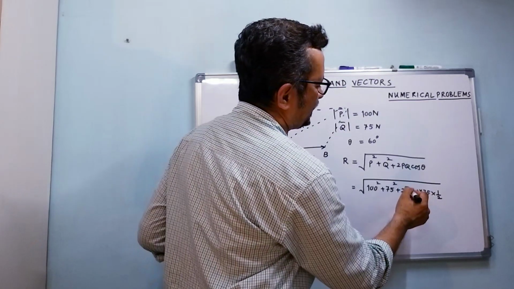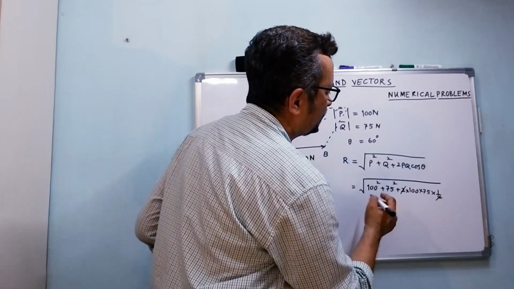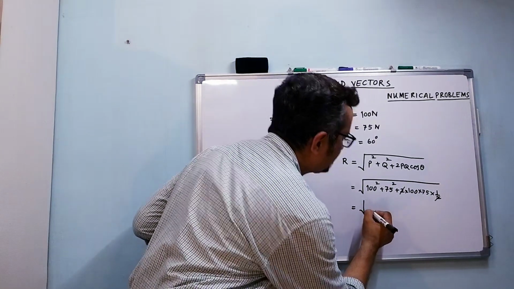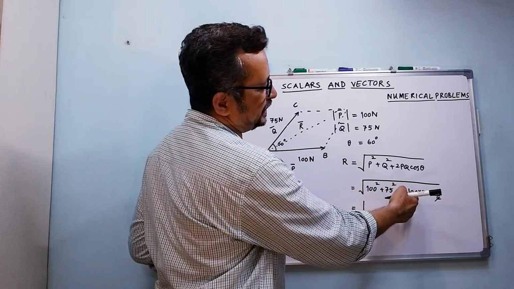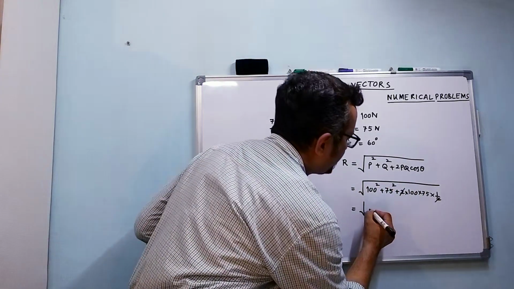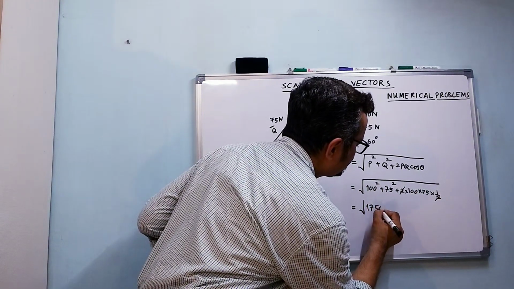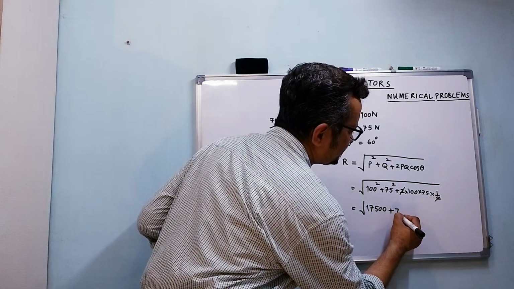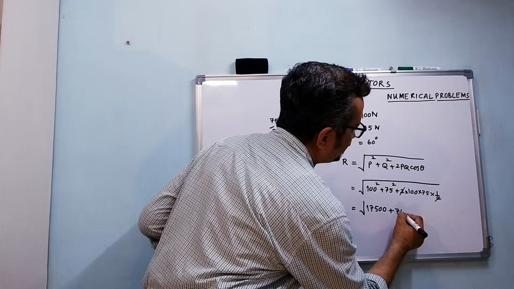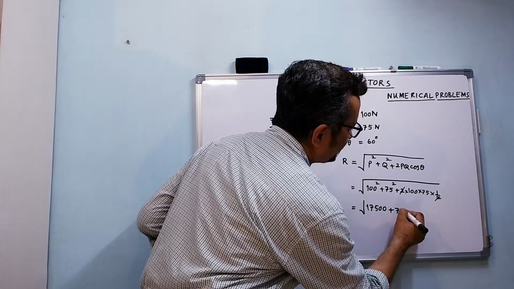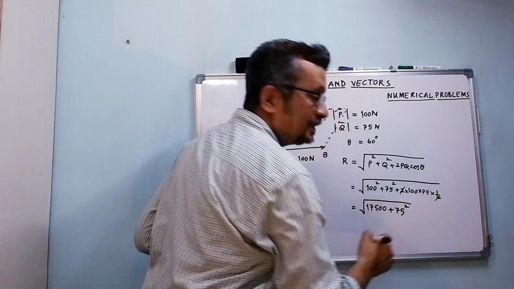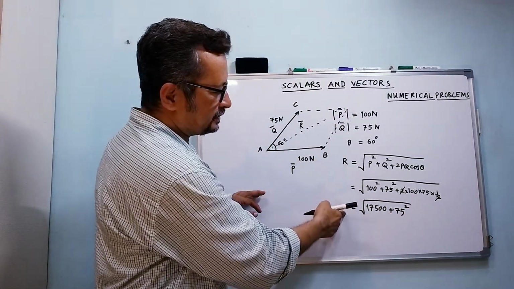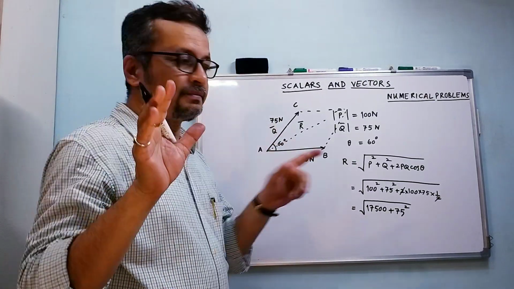So I'll cancel this 2 and 2 here, and it is going to be equal to something like 10,000 here plus 7,500 here. So that would be 17,500 plus 75 square. That would be something which I don't want to calculate now because I can't do that just like that. But then you guys have calculators, so you can do this easily and you can get this, right? So that is how I get the magnitude of my resultant here.